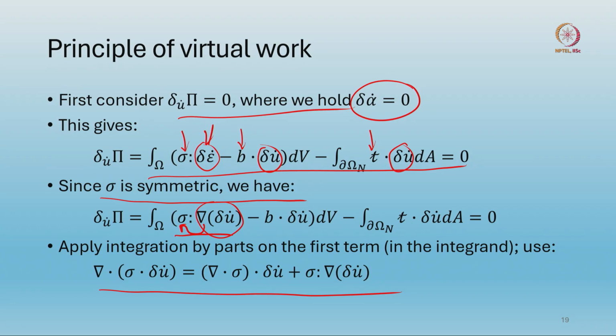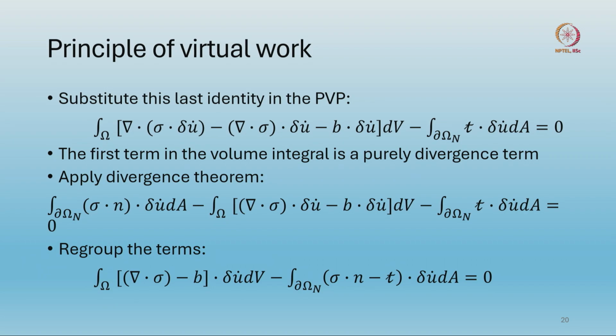Use that here, in the first term, in the volume integral. So what do we get? We get basically one term which is the pure divergence here, and the other term which is the divergence of sigma term. As I said, the gradient is freed from delta u dot. So delta u dot comes out in both the cases, and this part, of course, you see, is a pure divergence term.